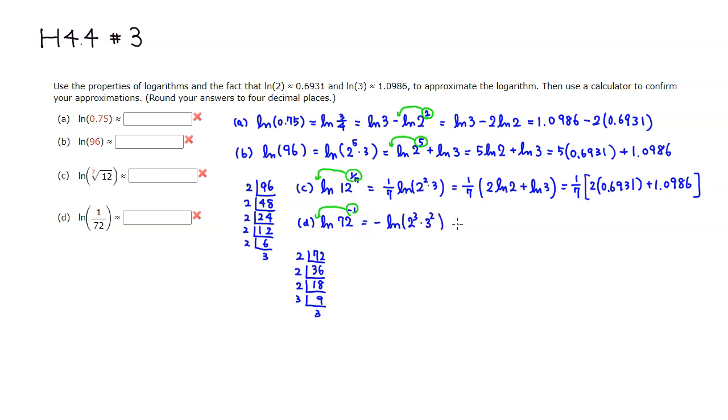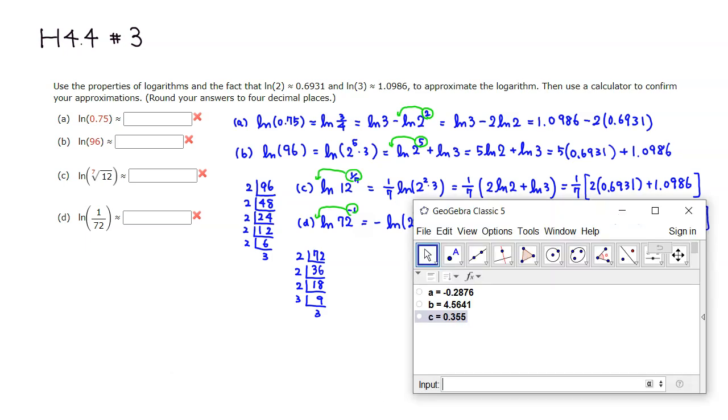So we can write it as a negative, and we can split it, so you can put the 3 in front. It's going to be 3 times the natural log of 2 plus 2 times the natural log of 3, which is going to be negative. So we have 3 times 0.6931 plus 2 times 1.0986. All right, so let's compute that.